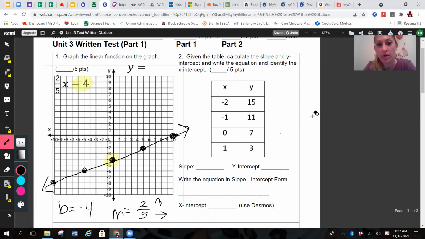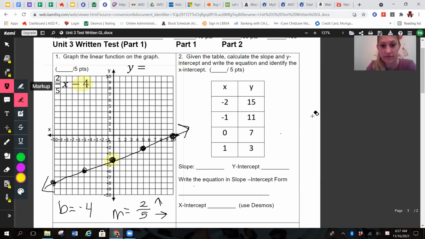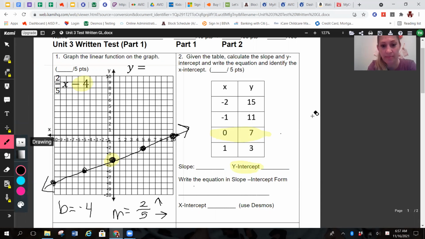Okay, for number 2, we will first take our highlighters and highlight the y-intercept. A y-intercept is when x is 0, then your y value is your y-intercept. So our y value is 7. Anytime x is 0, the y-intercept would be the number next to the x. So in this case, it's 0, 7. So our y-intercept is 7.